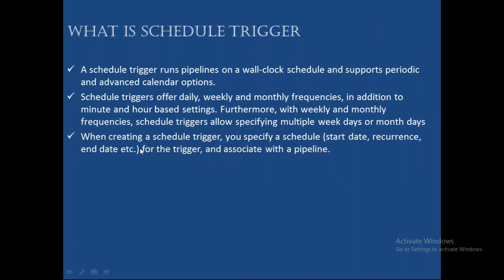Okay, fine. When creating a schedule trigger, you specify a schedule, start date, reoccurrence, and end time for the trigger, associated with a pipeline. So you need to create a trigger, and in the schedule trigger, you need to mention start date, reoccurrence, and end date. End date is optional. Reoccurrence means, do you want to repeat the same execution daily, hourly, in minutes, monthly, or weekly, something like that. That reoccurrence you need to tell.